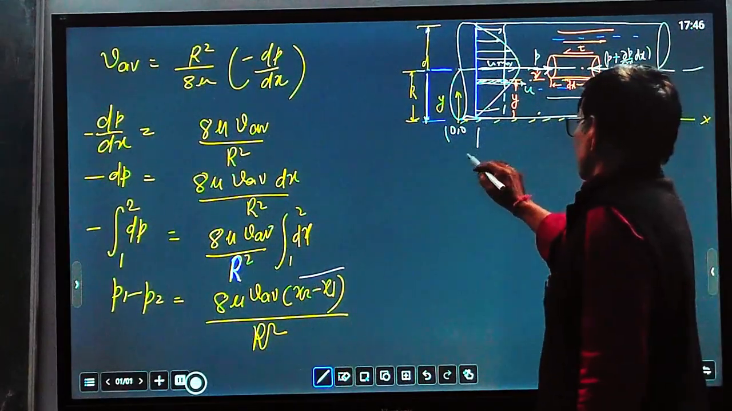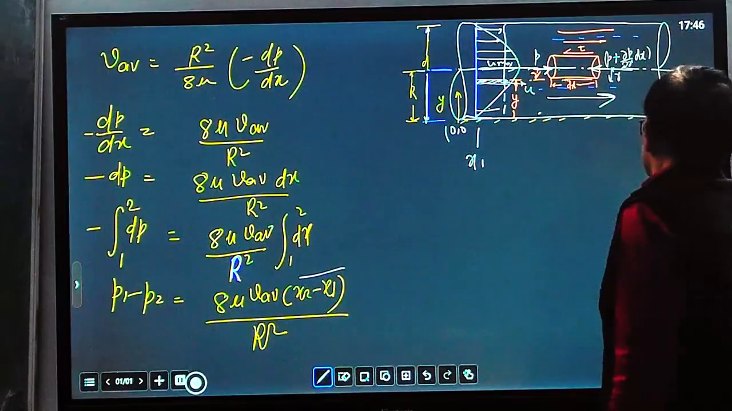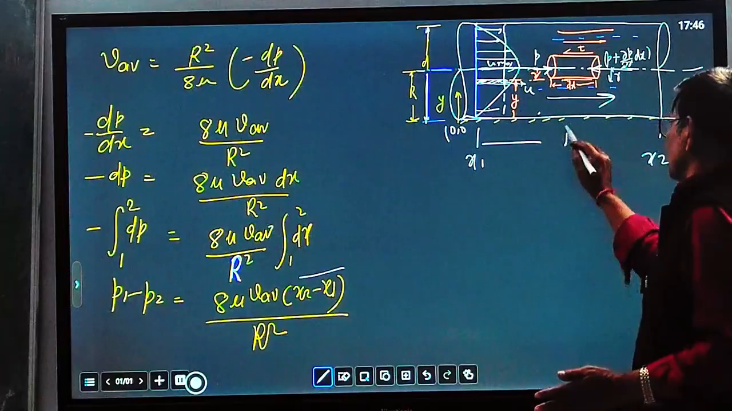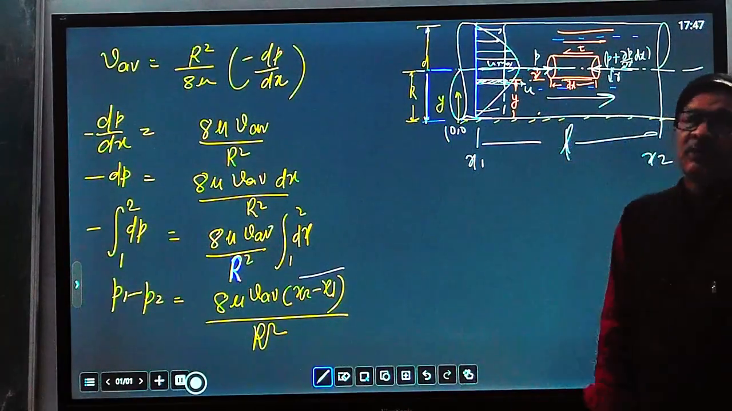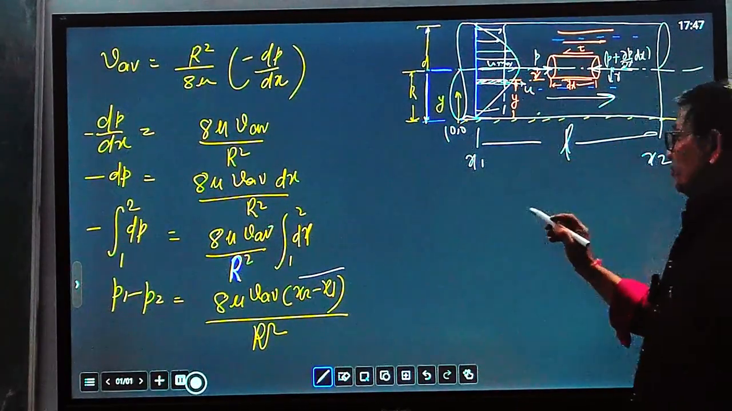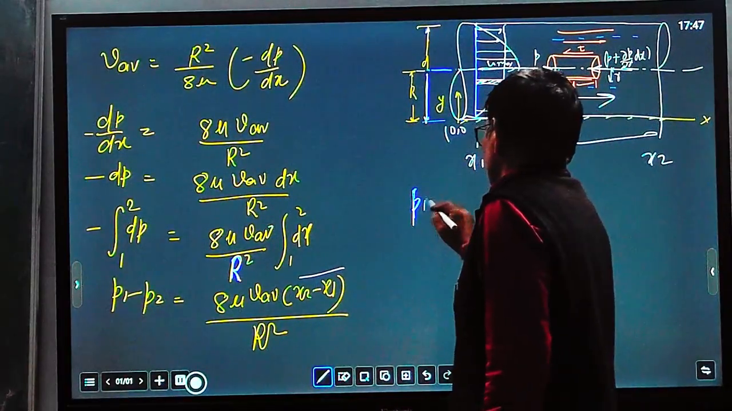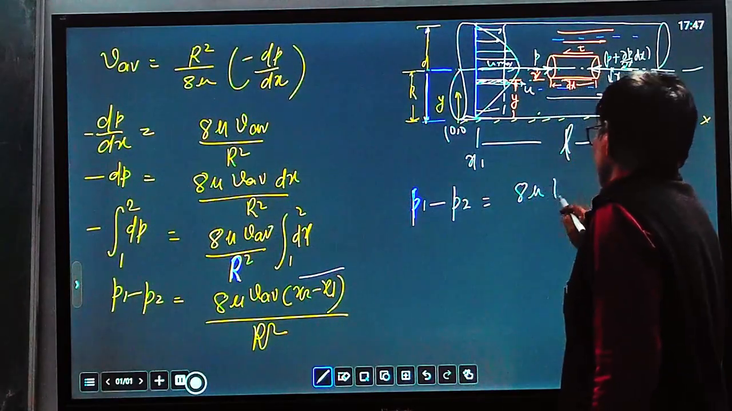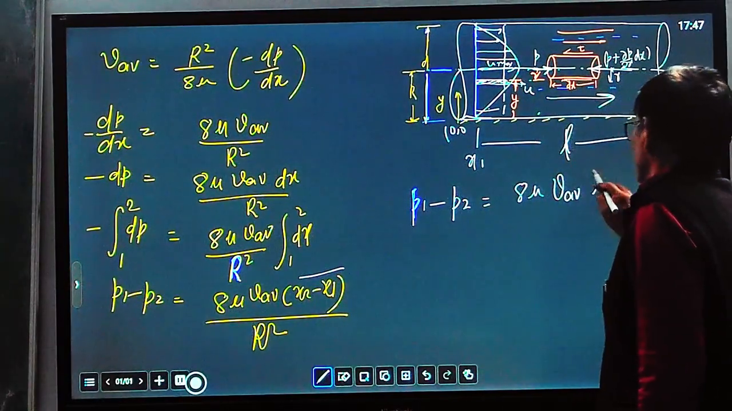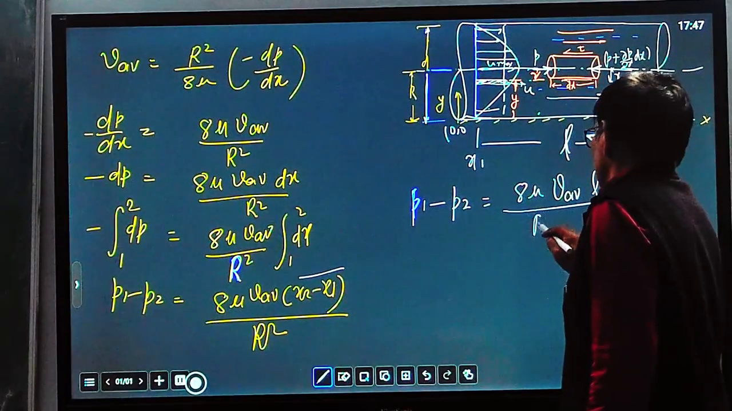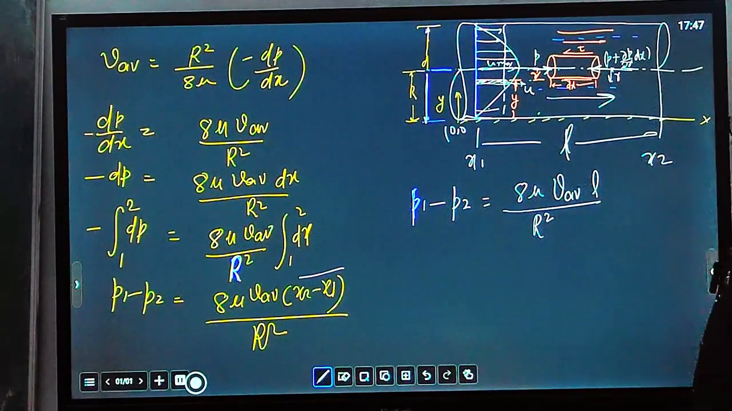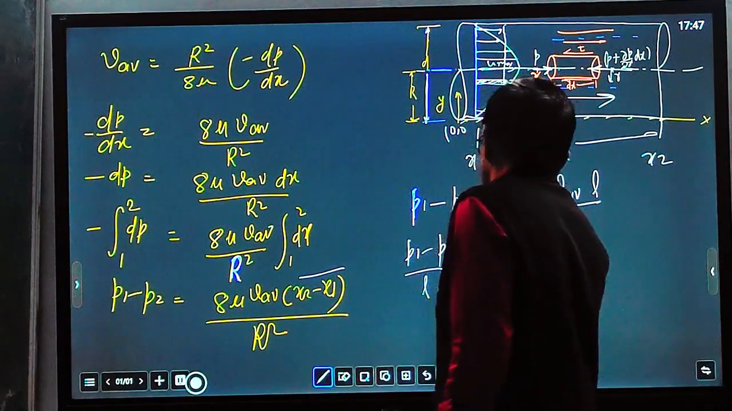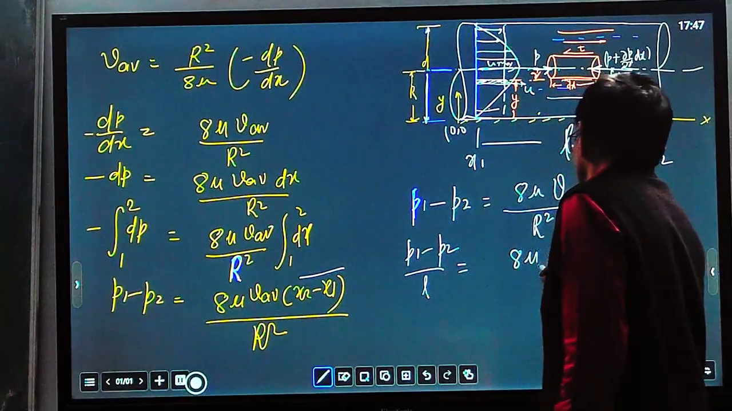Suppose we are considering x1 here and x2 here. This is the length between the two points we are measuring, so you can denote this difference of the two coordinates along the axis as L. So you can write P1 minus P2 equals 8 mu V average L upon R squared. We get the pressure gradient, the pressure loss per unit length.